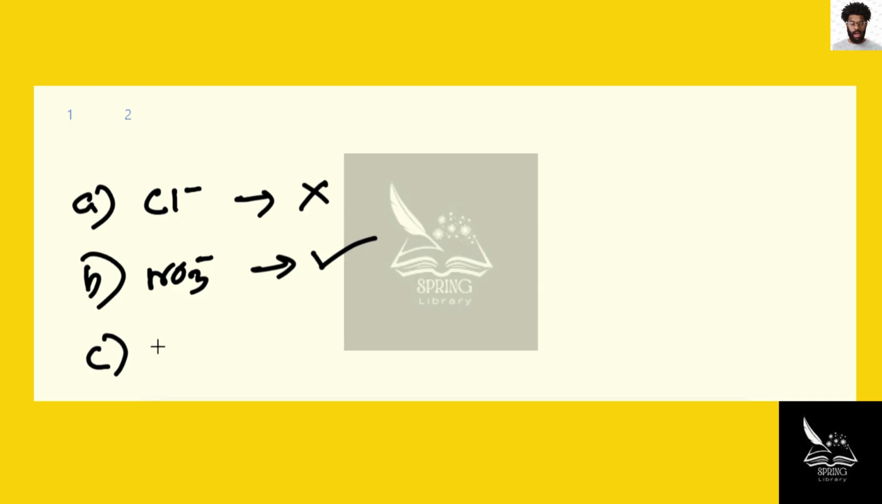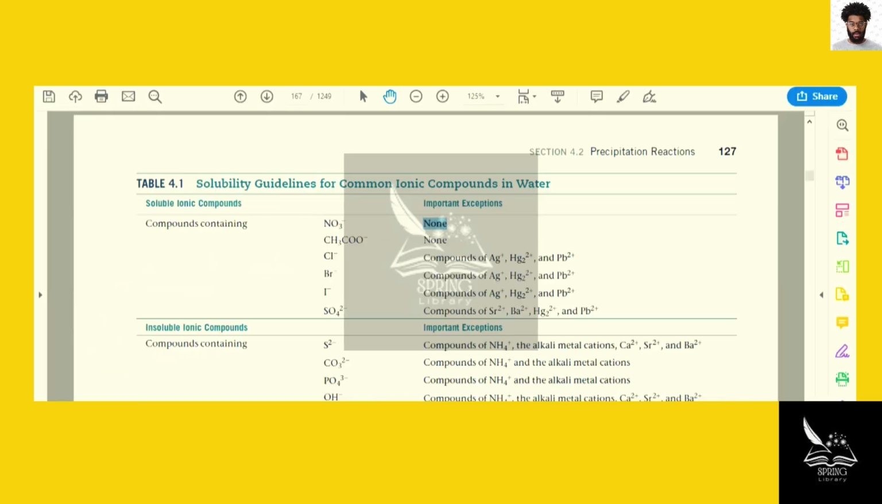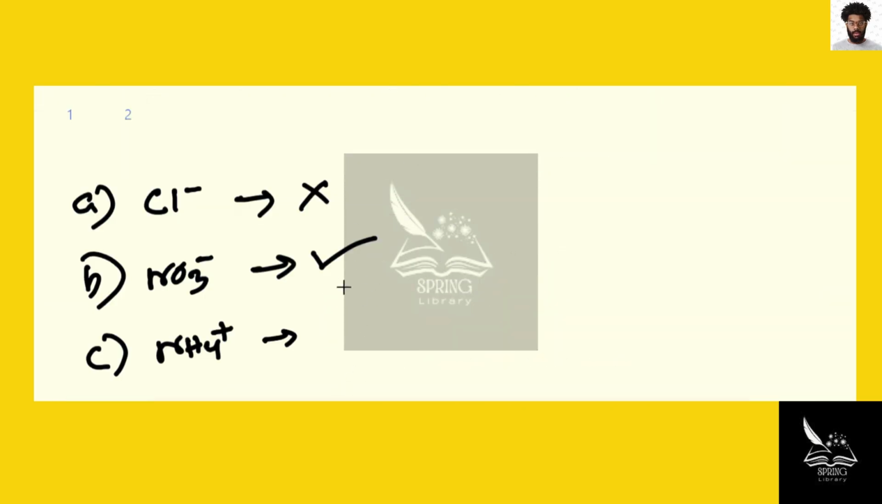Now in choice C, we have NH4+. If we look at the solubility chart, we can see that compounds of NH4+ are always an exception to the insolubility of these ions. That means the NH4+ ion is also always soluble in aqueous solution. So NH4+ will never form insoluble ionic compounds, and that means NH4+ will always remain as a spectator ion in a precipitation reaction.